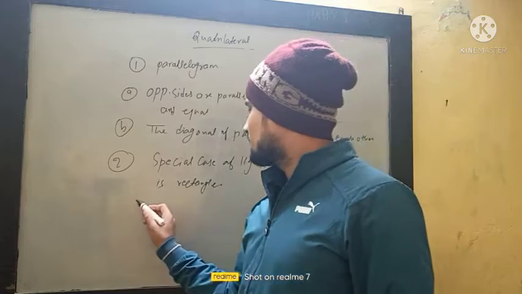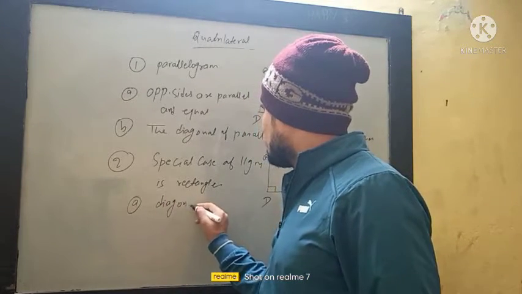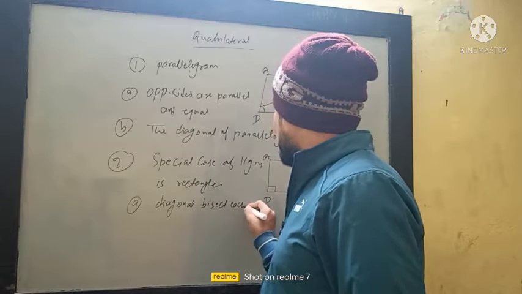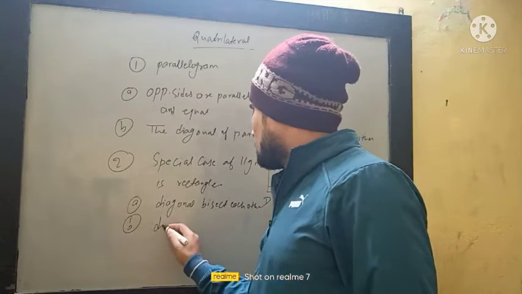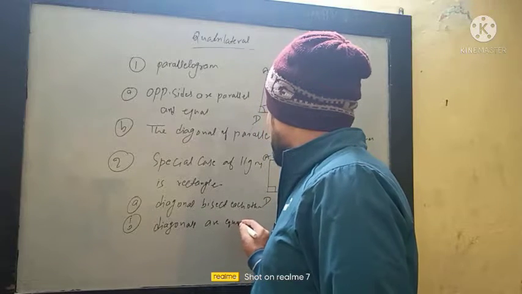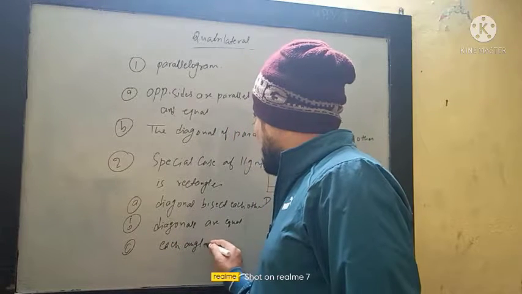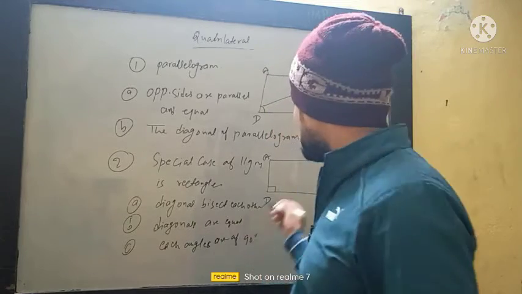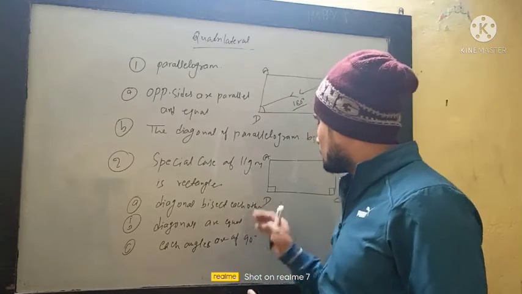If we talk about the rectangle, the diagonals bisect each other, the diagonals are equal, and each angle is 90 degrees. The diagonals do not bisect at 90 degrees. Diagonals are only equal, and they bisect each other.